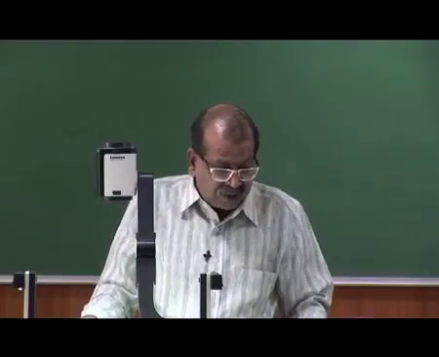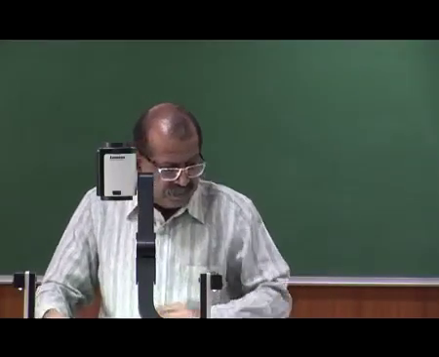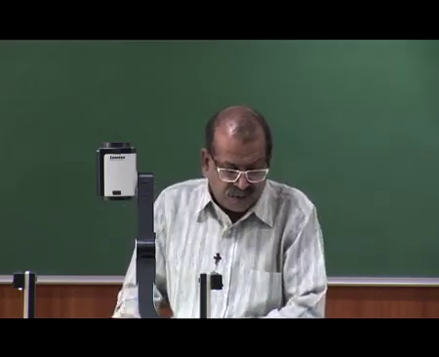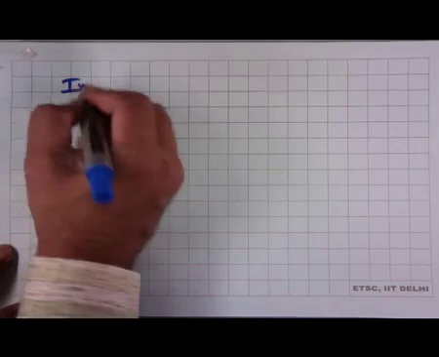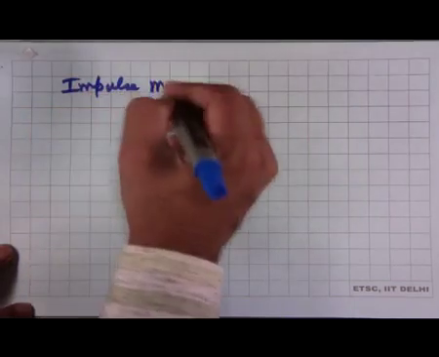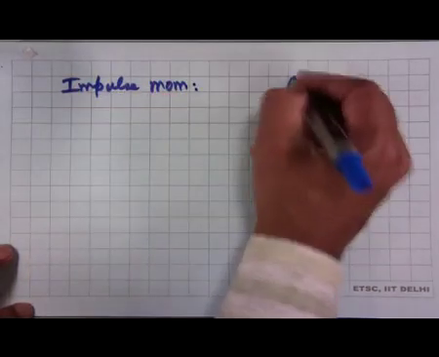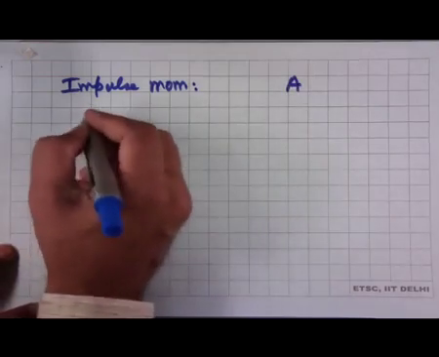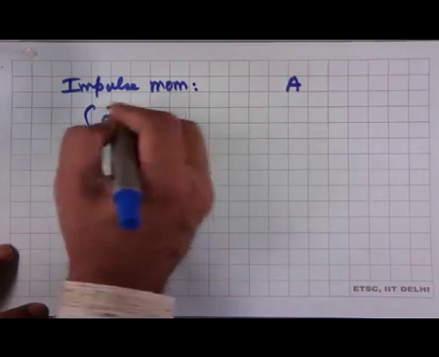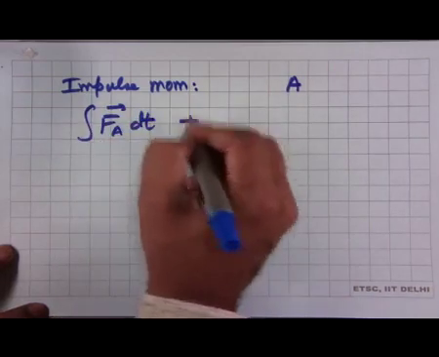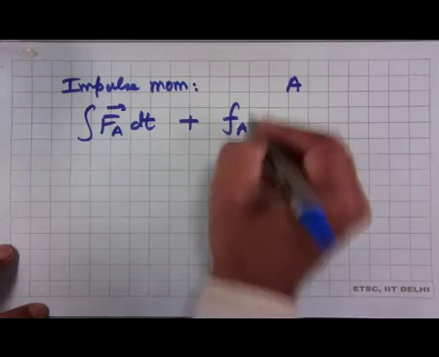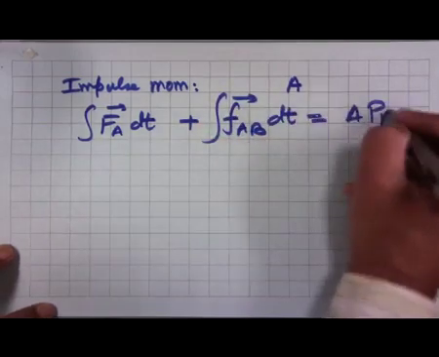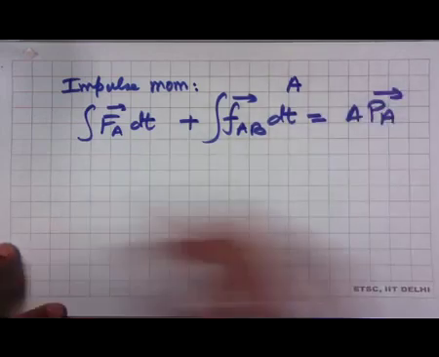So, now let us write the impulse momentum principle. What we will have is the impulse momentum principle for particle A, that will tell us integral F_A dt plus integral F_AB dt is equal to change in momentum of particle A.